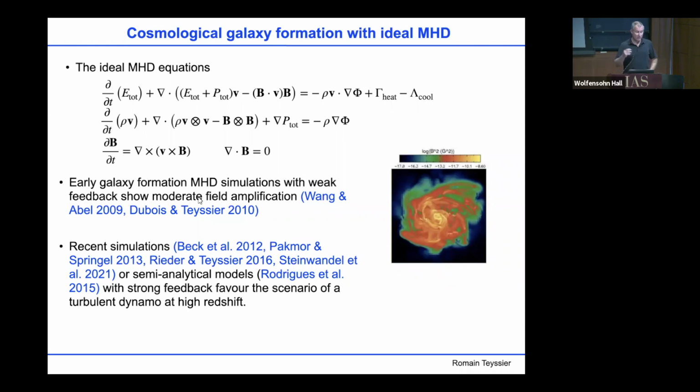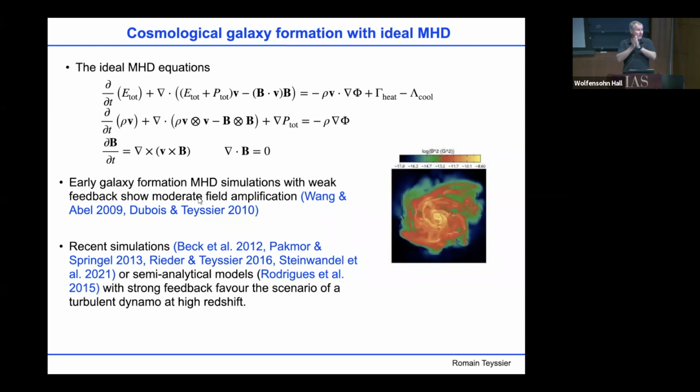So we performed, like 10 years ago, some very early galaxy formation simulations using ideal MHD, and the result was a disaster. The field growth was very weak. And the reason is that in those early models, feedback was too weak. Nowadays, that's the situation we're in, right? Now we know from other observational facts that we need those very strong outflows in galaxies.